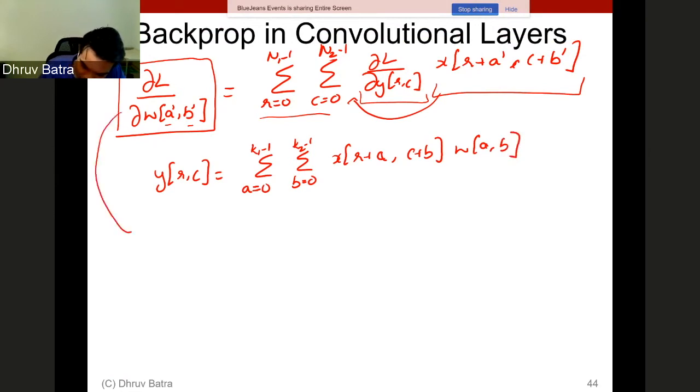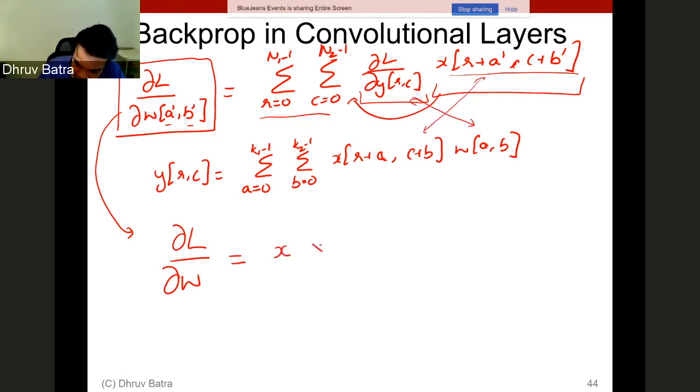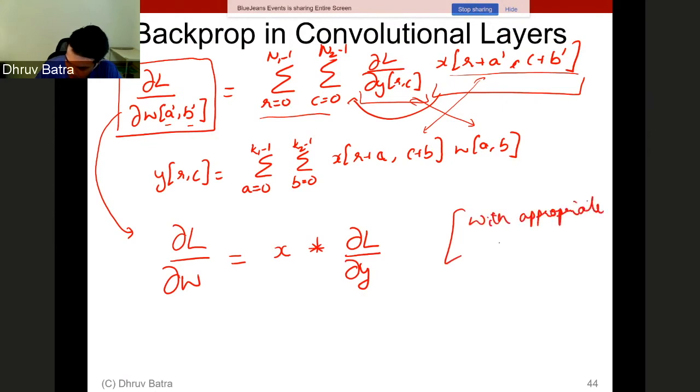And so really what this thing is, the partial of loss with respect to W, now we're just doing pattern matching. There's an X-like object showing up, and there's a W-like object showing up. And so the partial of loss with respect to W is X convolved with the partial of loss with respect to Y, with appropriate padding. And the reason why I need to write that in a couple of seconds becomes clear.